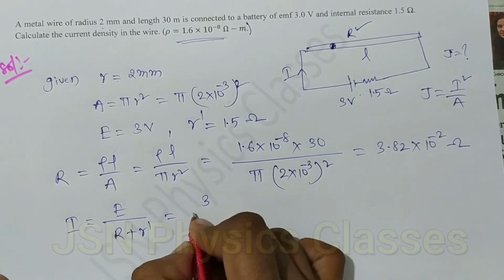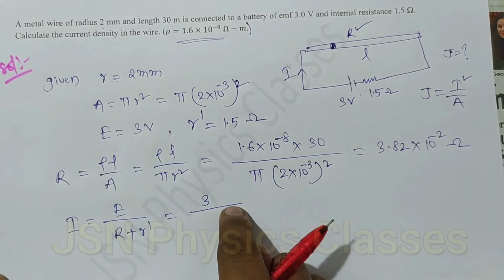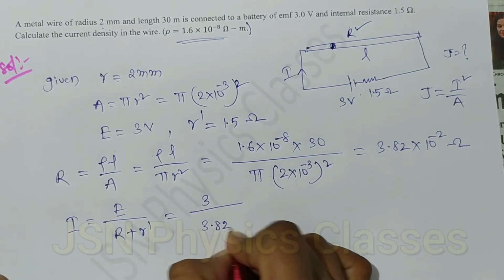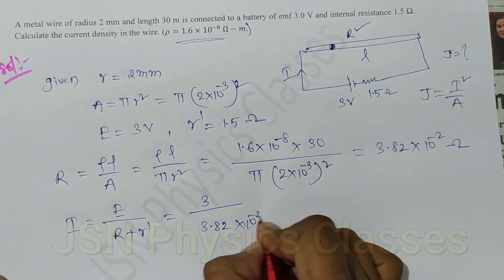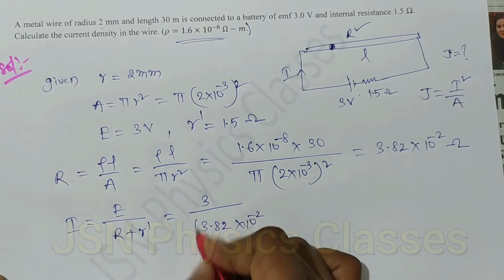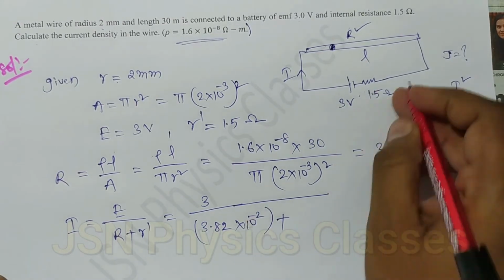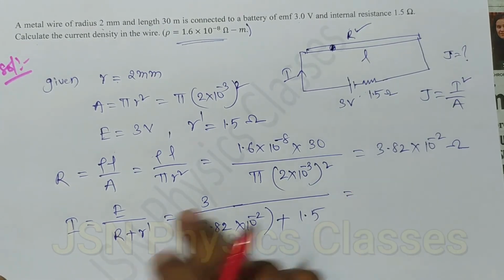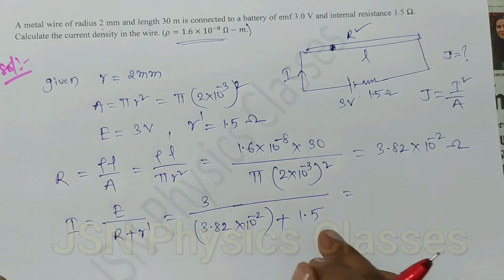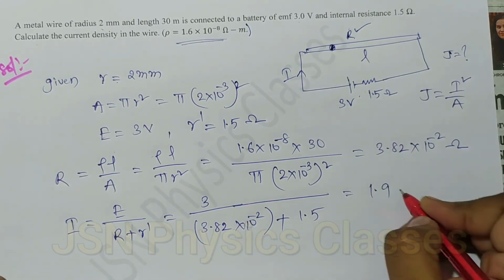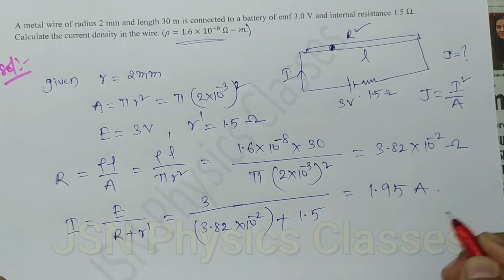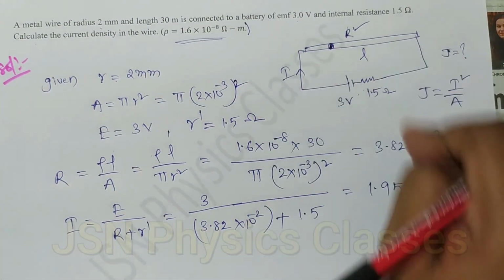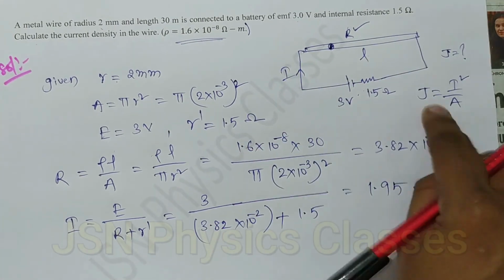Here E is equal to 3 volts, the R value is 3.82 into 10 to the power of minus 2, plus internal resistance 1.5. After simplifying this value we get 1.95 amperes approximately. This is the current passing through the wire, so now you can calculate the current density.